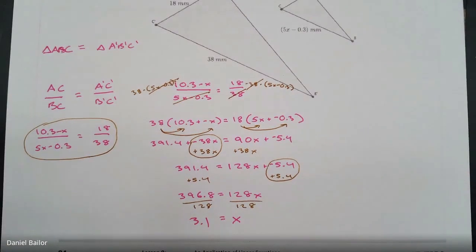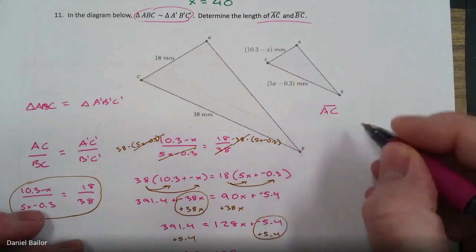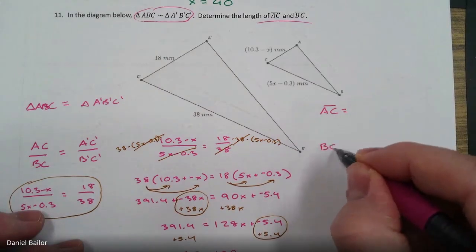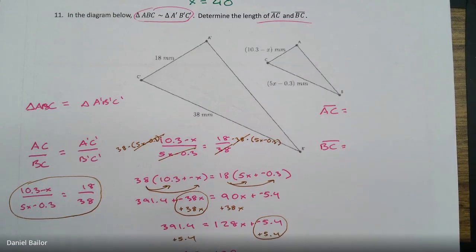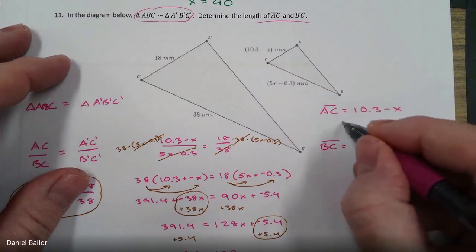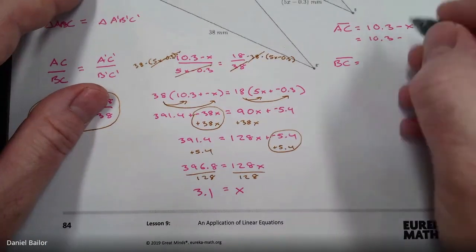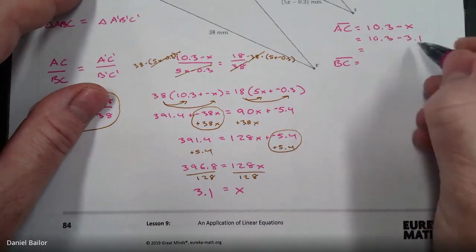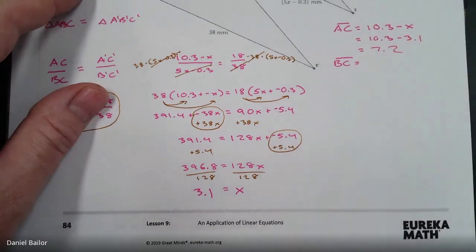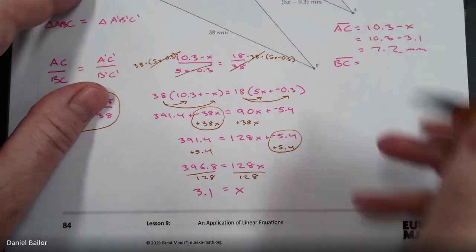Okay, that's a lot of work to find x. Am I done? No, I'm not done because it's not asking what x is. The question was saying, what is AC and what is BC? So let's solve those. AC, remember, is 10.3 minus x, which is 10.3 minus our x, which was 3.1. And 10.3 minus 3.1 is 7.2. So AC is 7.2 millimeters because I need it in context, remember.